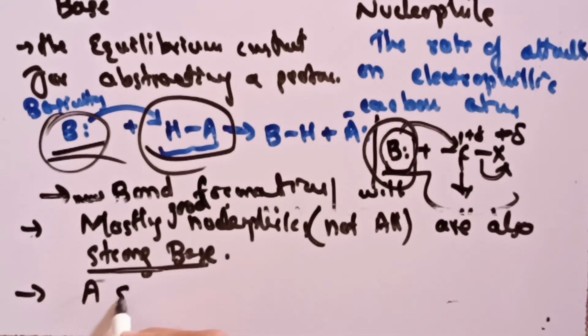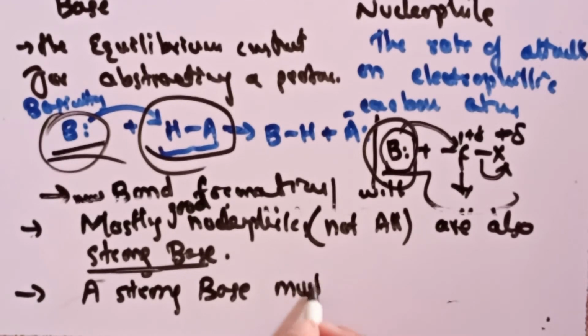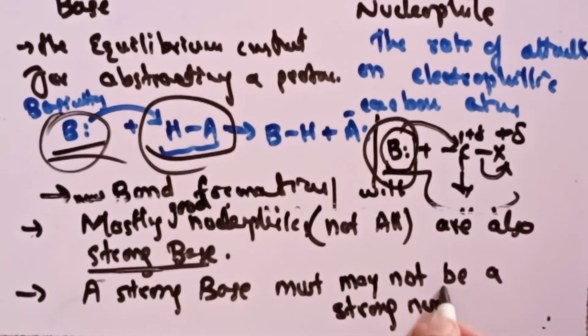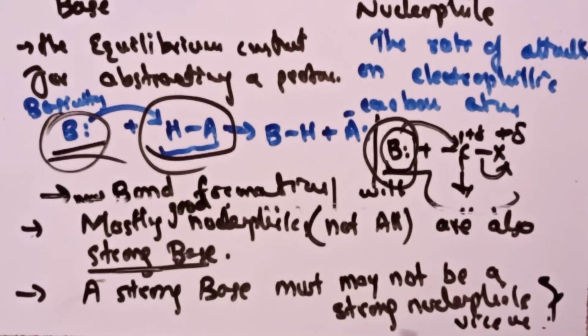A strong base may not be a strong nucleophile, and vice versa. Vice versa means a strong nucleophile may not be a strong base. Let me explain this point.